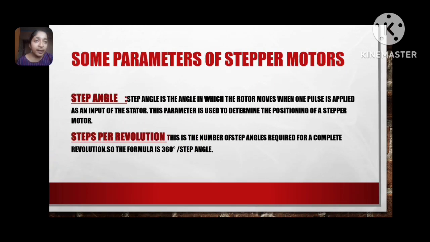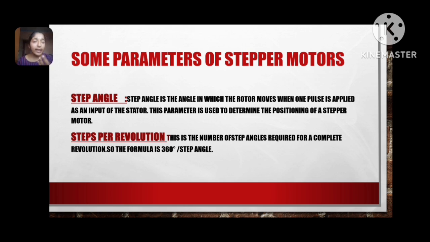There are some parameters of stepper motors. First, the step angle. The step angle is the angle through which the motor moves with one pulse applied as input to the stator, and this parameter is used to determine the positioning of the stepper motor. The second one is steps per revolution. This is the number of steps required for a complete revolution, and one revolution is 360 degrees.